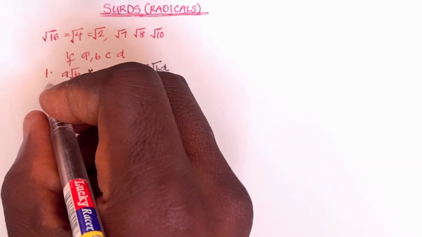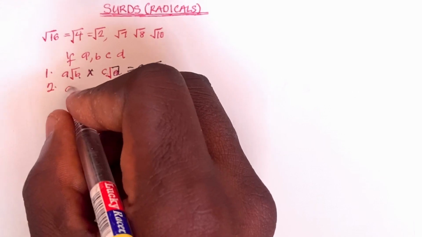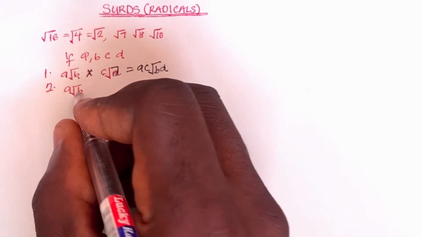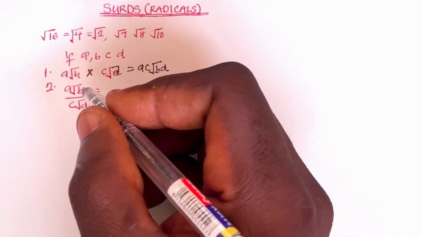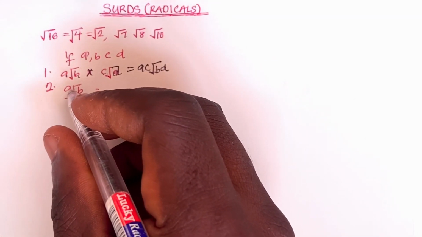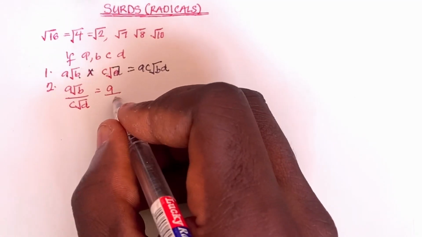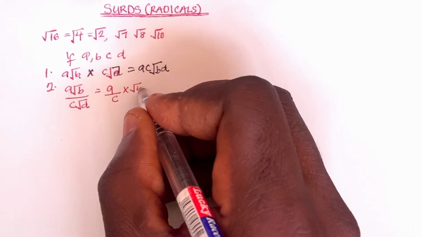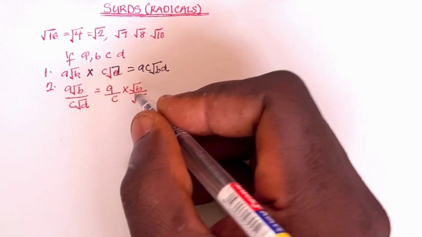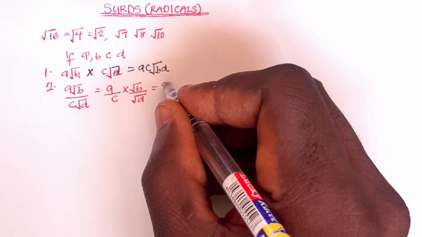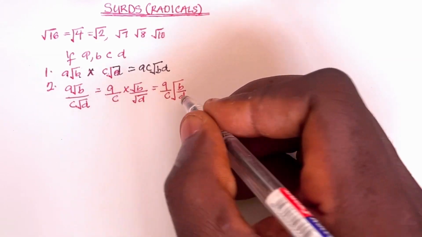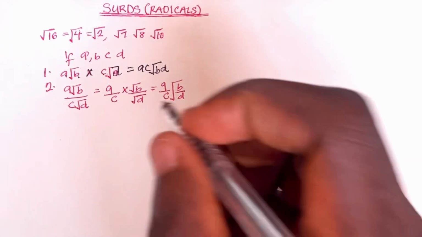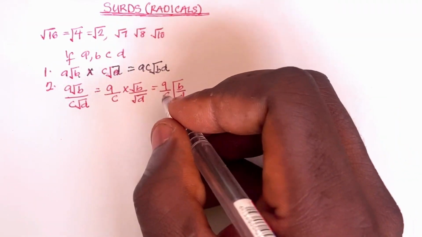The second rule: suppose you are given a root b divided by c root d. This simply means you can write that as a divided by c, then multiplied by root b divided by root d. Then simply you can rewrite this as a divided by c, then root of b divided by d. So this is the division rule, provided that c and d are not equal to 0.